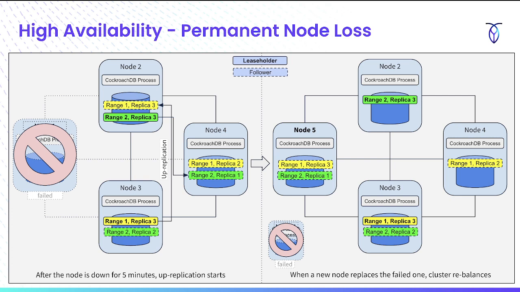Finally, if the node is permanently lost, it would be typical to spin up a new node and add it to the cluster. And as soon as it's added, the cluster will recognize that that node doesn't have replicas and ranges, and it will upreplicate and transfer leases to automatically rebalance to that node.